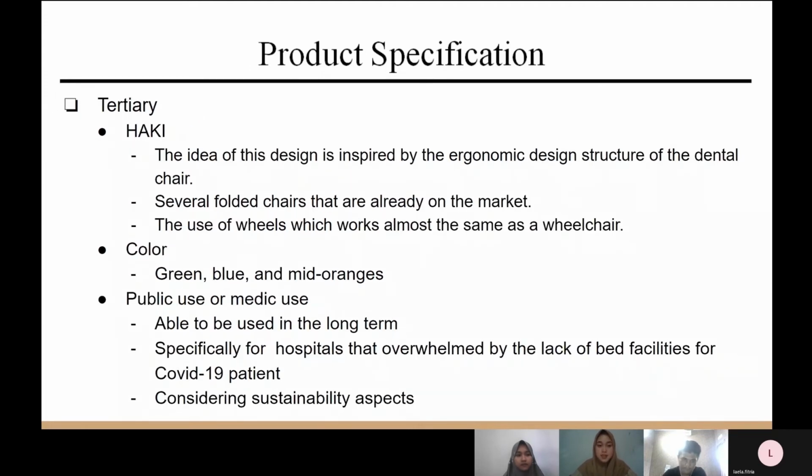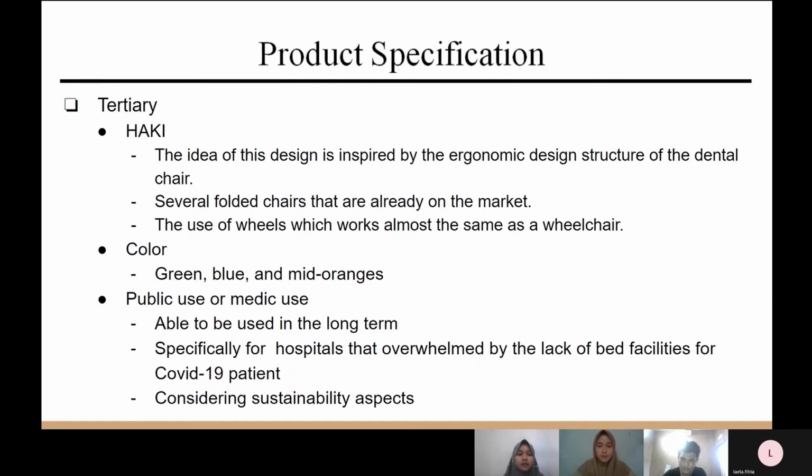Next is the tertiary target product specification. First, the design idea. The idea of this design does not purely come from us. However, this design is inspired by several folded chairs that already exist in the market and also by the ergonomic design structure of the dental chair. We try to modify the leg structure of this design so that it will have better strength, and we use wheels which work almost the same as a wheelchair. And we hope this design will give us better strength and condition.